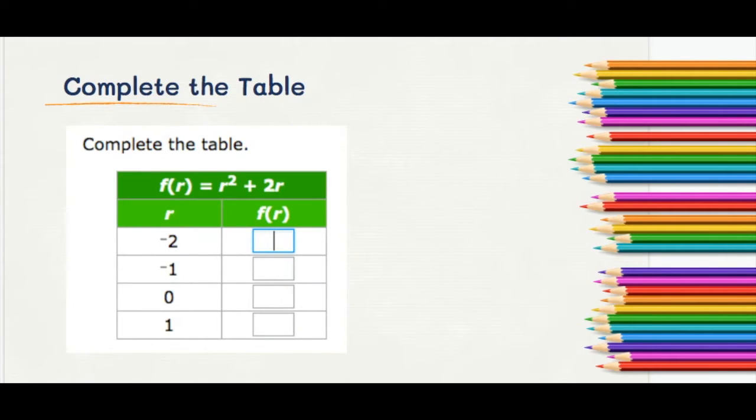Alright, let's try another example. In this example, there are two terms for f of r. So in f of r, there's r squared and 2r. So we need to write f of parentheses equals parentheses squared plus 2 parentheses. Every time you see the variable, you change it to a parentheses so you can put your r value in, depending on what it is.